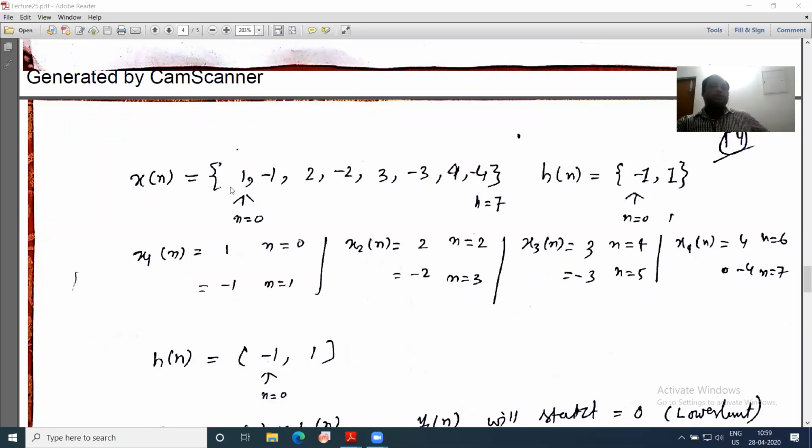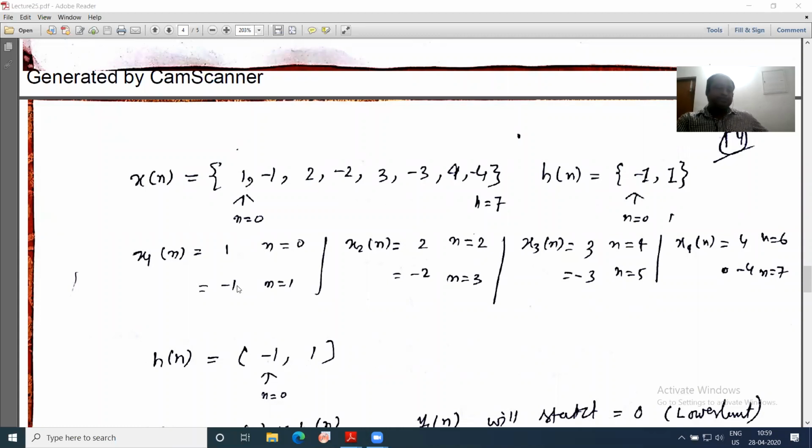So x of n, suppose it has 8 points. Now if I divide this into smaller sequences, suppose this h of n has 2 points. Now I am dividing this into 2 points, but they do not necessarily have to be the same. They may be different, but they may be the same also. Now if I write, dividing this into x1, x2, x3, x4, 4 different signals. I am dividing into 4 sections, and this is your smaller sequence. This is your impulse response.